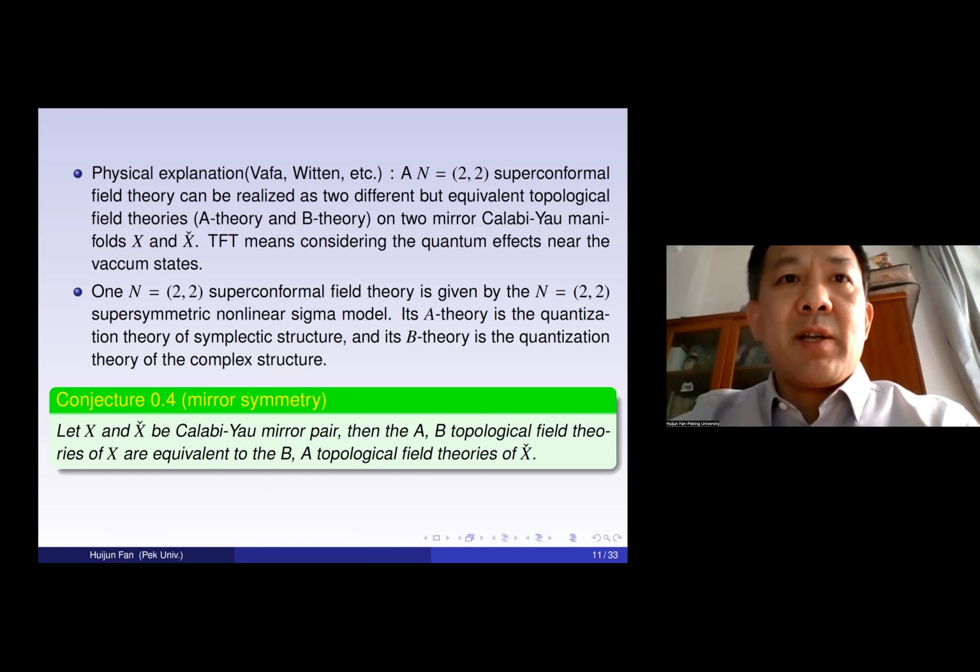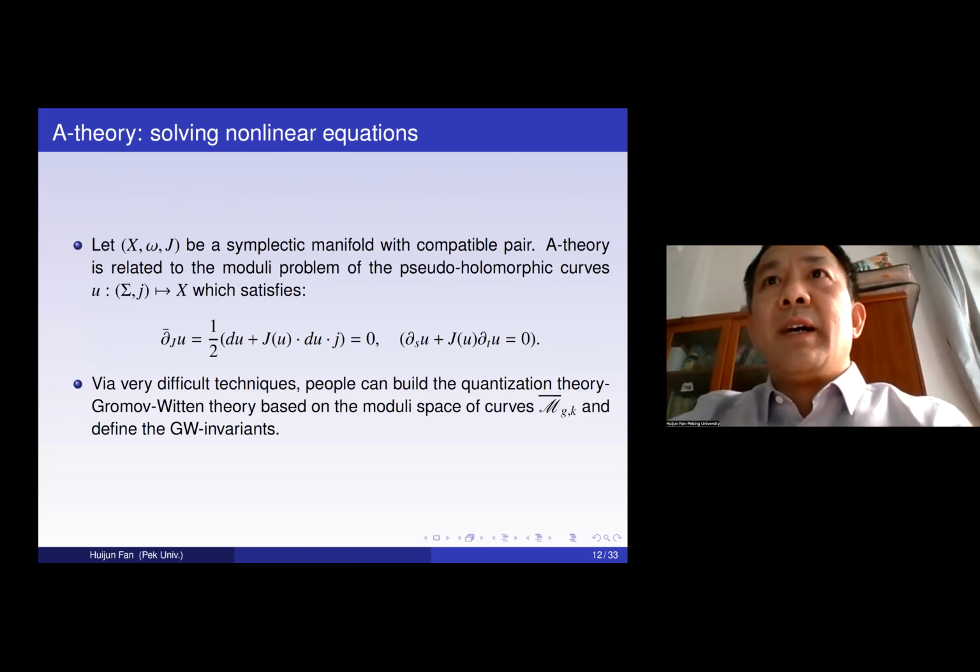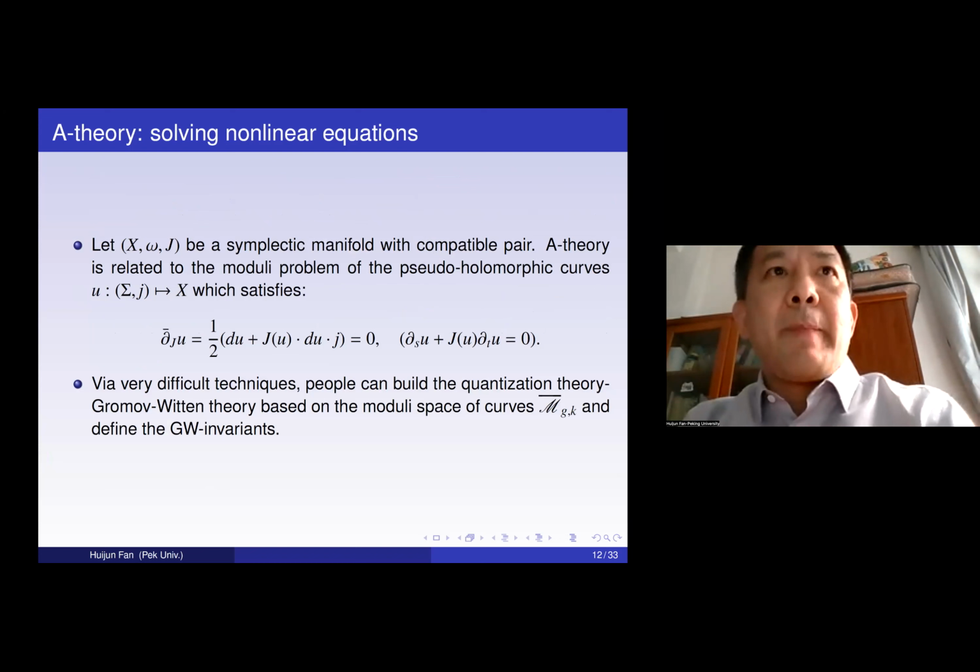Of course, between the open and closed string theory, there should be the open-to-closed correspondence phenomenon. But here we don't want to mention too much along that direction. So let's see more details about the A theory.